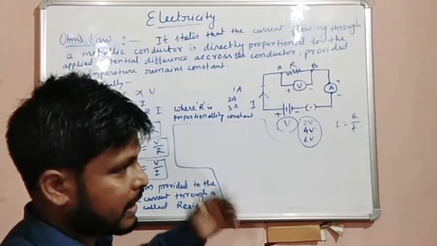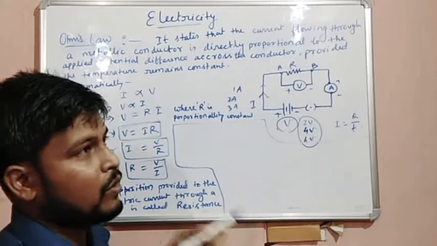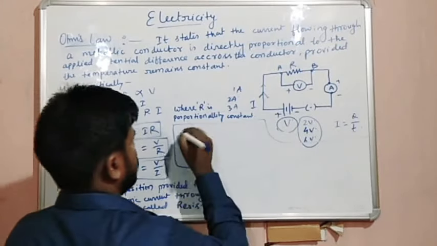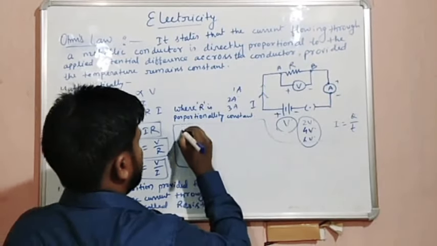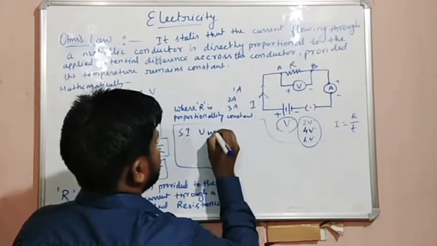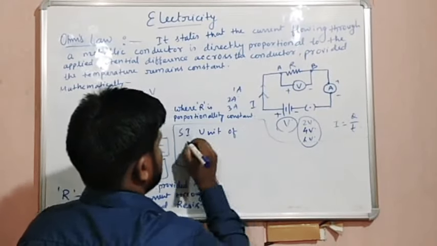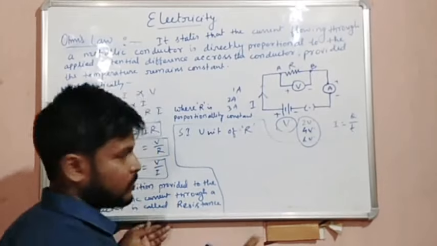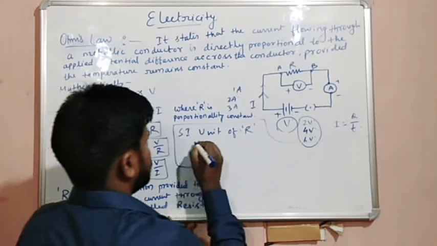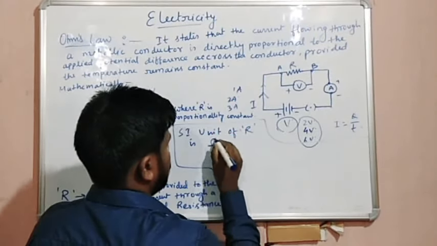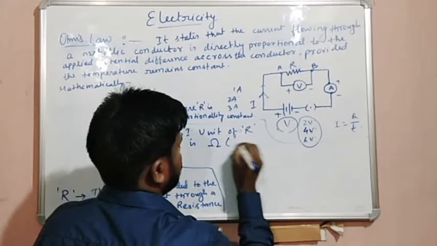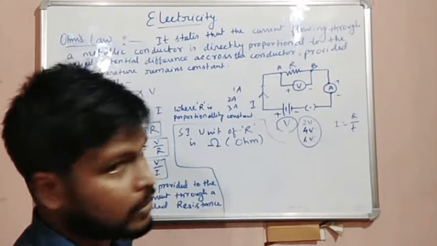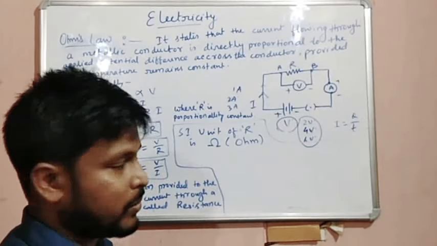For every metallic conductor it will have a constant value like 1, 2, 3, and it will have a unit also, that is the SI unit of resistance. The SI unit of resistance, denoted by R, is ohm. Ohm is the SI unit of resistance, remember.